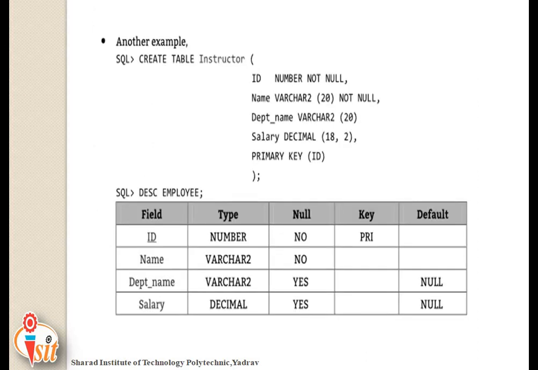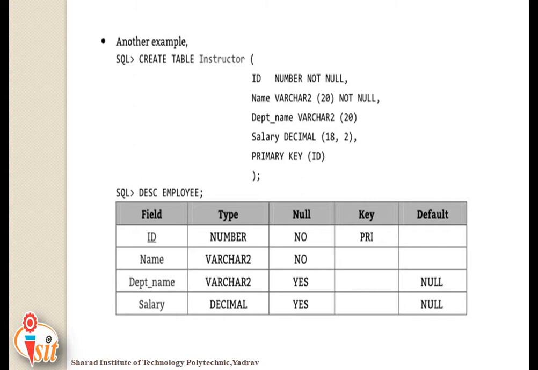Now take another example, create table instructor. SQL create table, table name is instructor. Then you have to put here different columns: ID, name, department name, salary, and what is the primary key of this table. Here ID is number, name is varchar, department name is varchar, salary is decimal. Then ID and name should not be null.